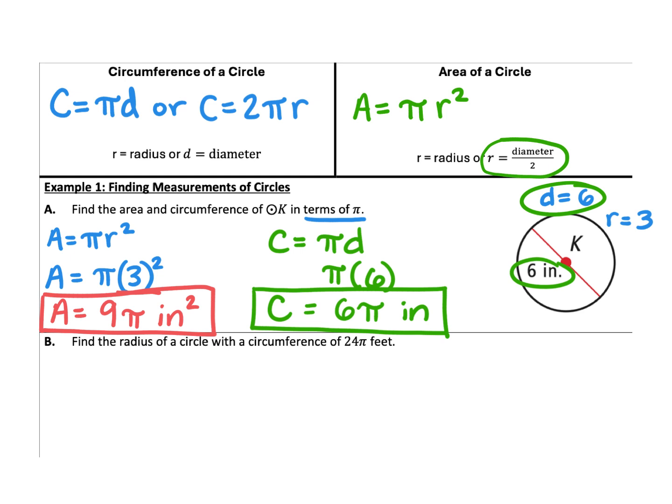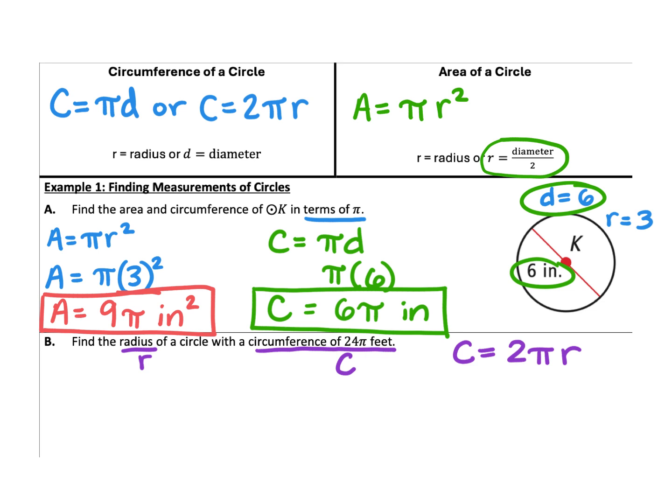For this next example, we want to find the radius, so find r, of a circle with a circumference of 24 pi feet. So the first thing you should always do is write down the formula. Since we're given the circumference, we'll use the circumference formula. Circumference equals pi times diameter, or 2 pi r. Now, since we want to find the radius, I'm going to use the one with the r in it. So circumference equals 2 pi r.